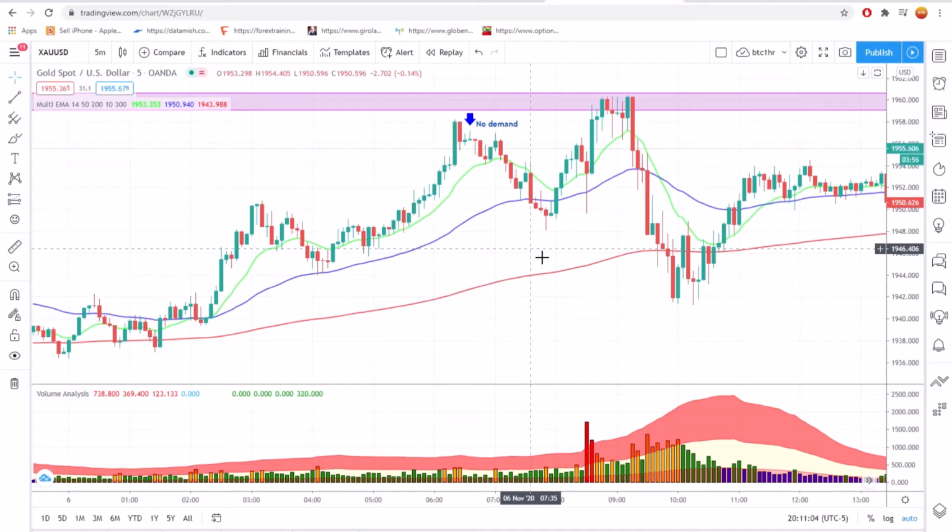Today is going to be how to manage your trade when you've entered. As you probably know from the previous video, the majority of the trades I look for are no demand and no supply candles to enter the trade. That's the last confirmation. But as far as when we are in a trade, how do we manage it?